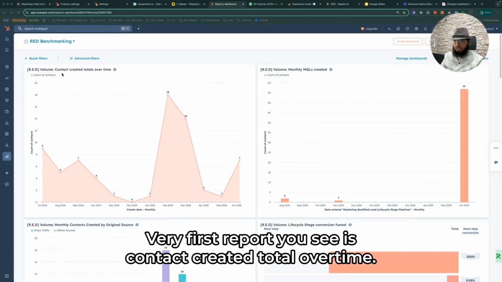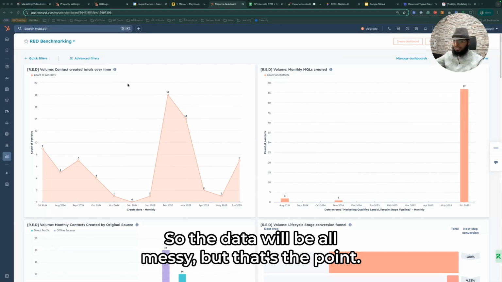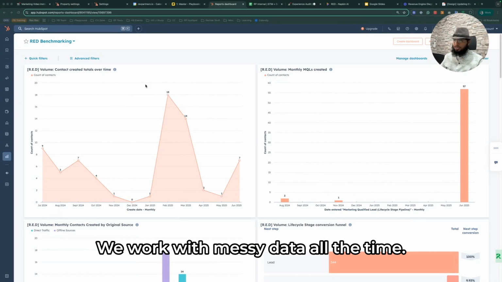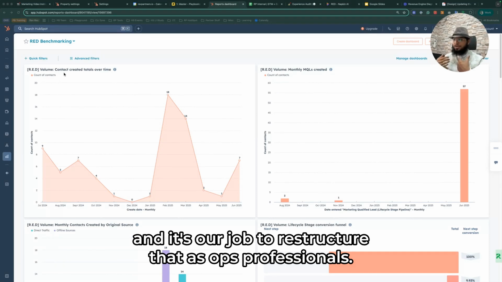The very first report you see is contact created totals over time, and this is just for an imaginary company, so the data will be all messy, but that's the point. We work with messy data all the time. Sometimes it's really good, but most of the time it's messy, and it's our job to restructure that as ops professionals.